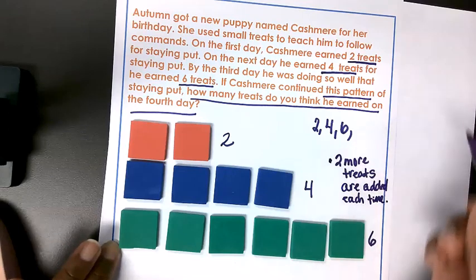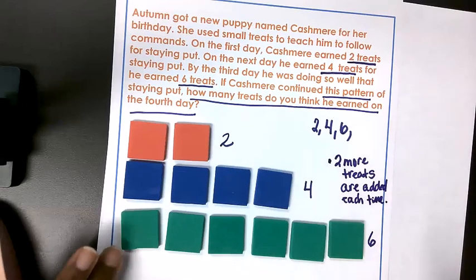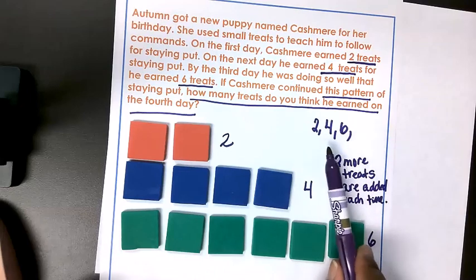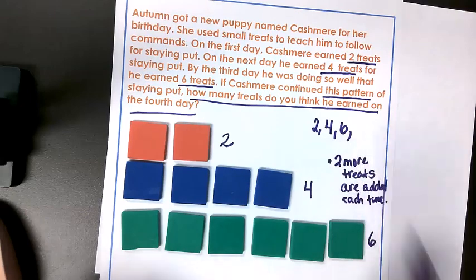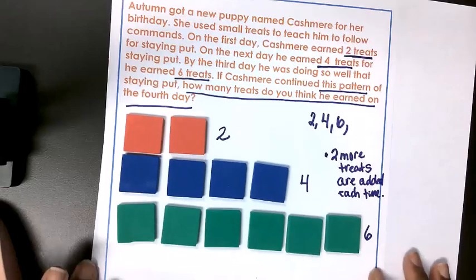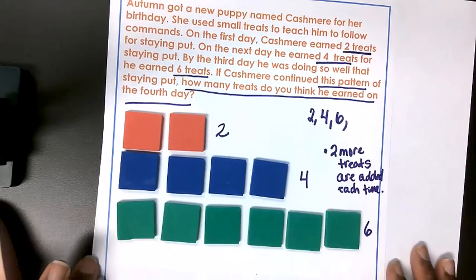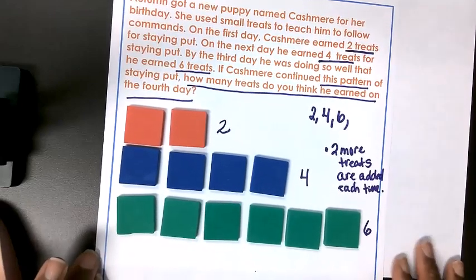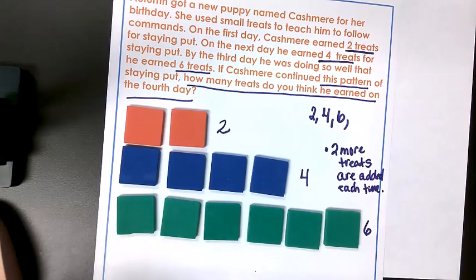So you want to make sure students notice that. Again, you may have some students who will be able to look at that counting by 2s, a skip counting by 2s pattern, and they may notice that 8 is the next one. But again, we want to make sure that they also are paying attention to exactly what the action is, and that they know that we're not just counting the number or skip counting the numbers. We're also paying attention to what was being added to our number.